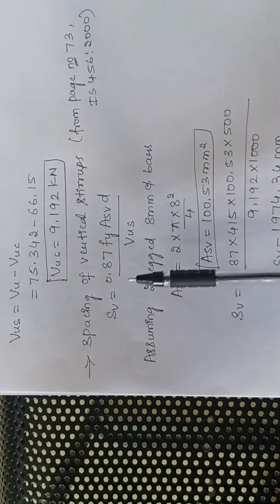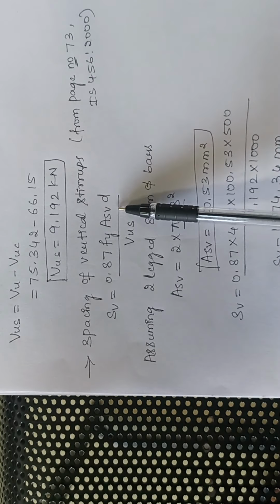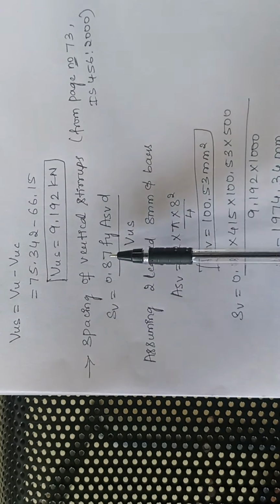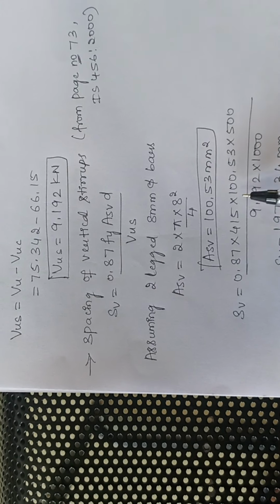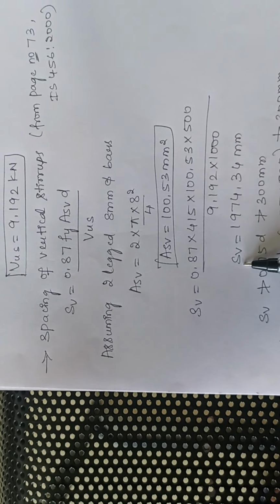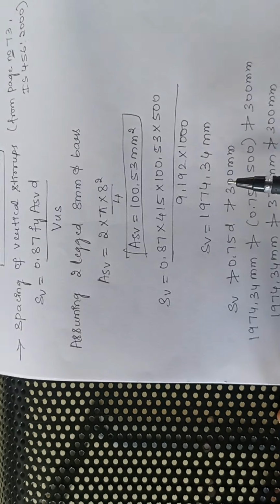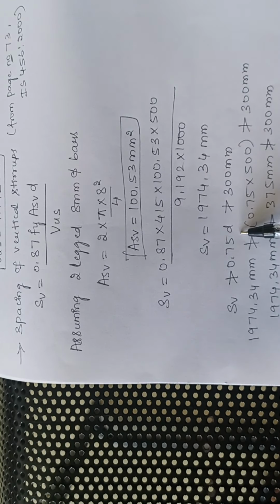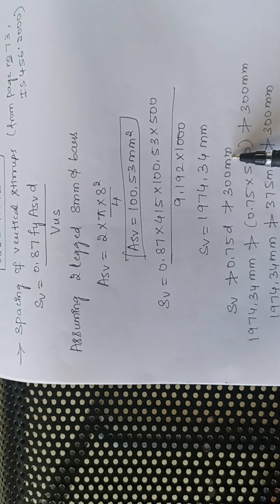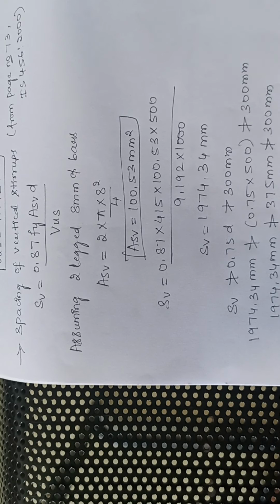Then let us find the value of SV from the above formula. In the above equation, I will be substituting the values of Fy, ASV, D as well as VUS. Whatever the value that you got, you just substitute all the values and simplify it. On simplifying, you will get a value of SV as 1974.34 mm. But the spacing of the vertical stirrups should not be greater than 0.75 times the effective depth, or it should not be greater than 300 mm. Out of these three values, whichever is the least, that you need to adopt.